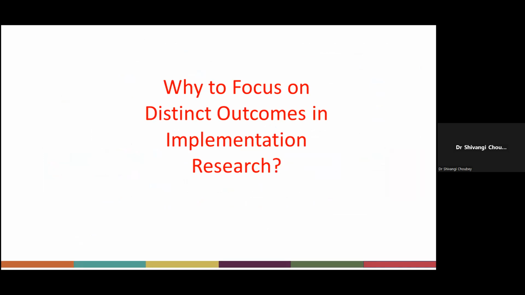So first we will discuss why to focus on distinct outcomes in implementation research. We have separate studies, but we don't focus on distinct outcomes. So why are there different implementation outcomes? First we will see why a program fails. There's a policy or program we implement, but what are the reasons why they fail?